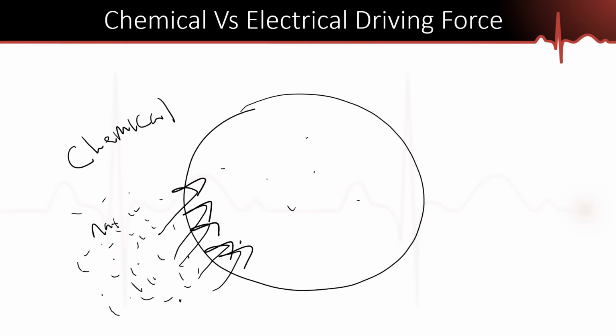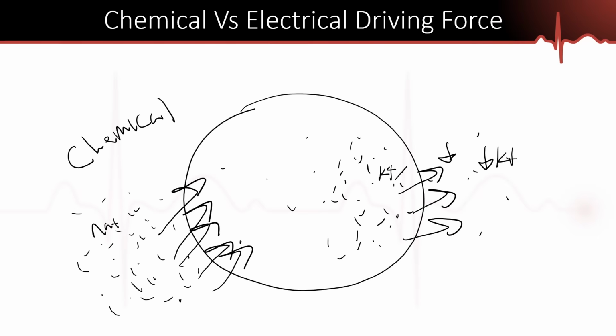The chemical driving force is nothing more than a diffusion gradient. Molecules or ions are going to want to move from a high concentration to a low concentration, and that's their chemical driving force. If, let's say, there's a high concentration of potassium inside of the cell, and a low concentration of potassium outside of the cell, then potassium, via its chemical driving force, is going to want to go from inside of the cell to outside of the cell. It's going to want to move from a high concentration to a low concentration.